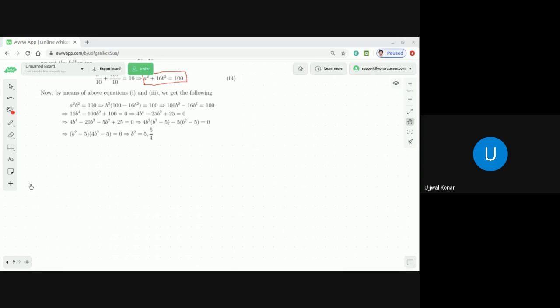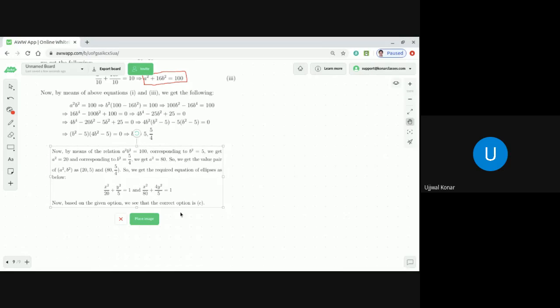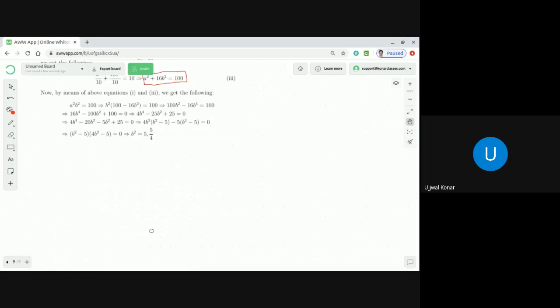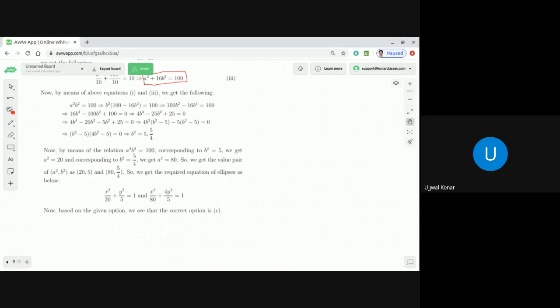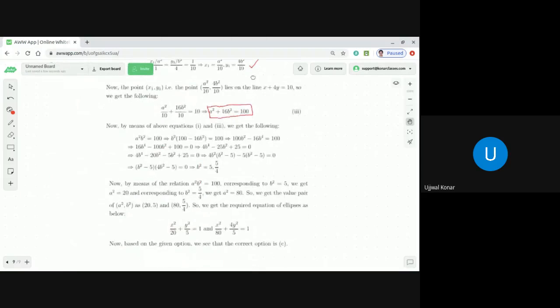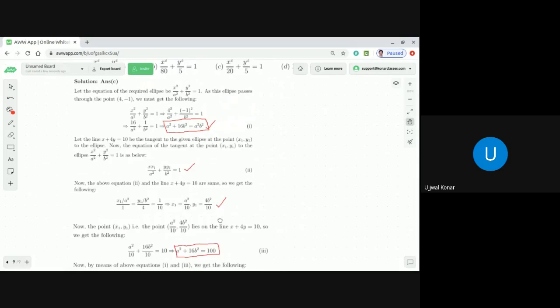Yes, sir. After that, by means of the relation a square into b square equal to 100, corresponding to b square equal to 5, we get a square equal to 20, and corresponding to b square equal to 5 by 4, we get a square equal to 80. So the pairs of values of a square, b square are either 20, 5 or 80, 5 by 4. We get two possible ellipses. The first one is x square by 20 plus y square by 5 equal to 1, and the second one is x square by 80 plus 4y square by 5 equal to 1. Got it? Hence we get option C as the correct one, because one is matching: x square by 20 plus y square by 5 equal to 1. Yes, sir.